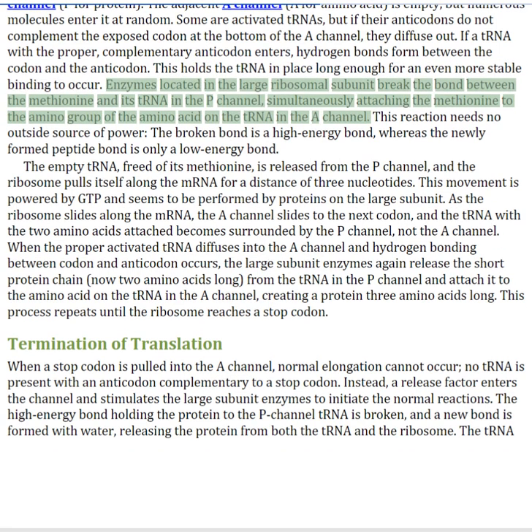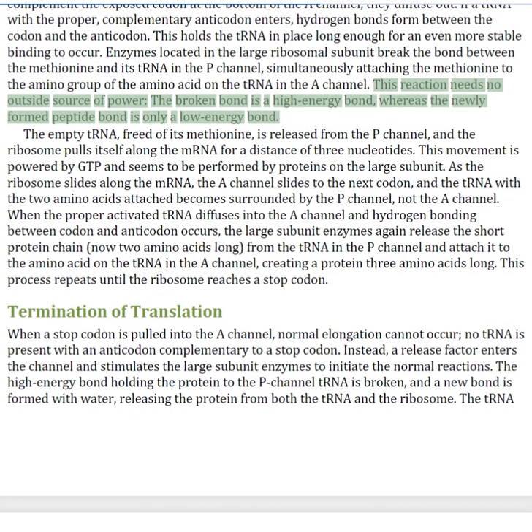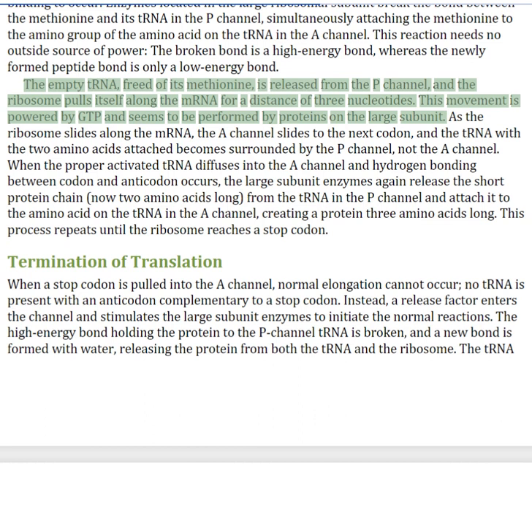Enzymes located in the large ribosomal subunit break the bond between the methionine and its tRNA in the P channel, simultaneously attaching the methionine to the amino group of the amino acid on the tRNA in the A channel. This reaction needs no outside source of power. The broken bond is a high-energy bond, whereas the newly formed peptide bond is only a low-energy bond. The empty tRNA, freed of its methionine, is released from the P channel, and the ribosome pulls itself along the mRNA for a distance of 3 nucleotides. This movement is powered by GTP and seems to be performed by proteins on the large subunit.